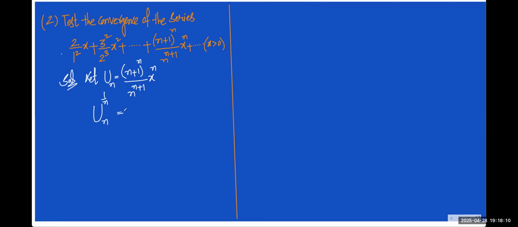So now, when applying the nth root, I want to apply the nth root to each and every term individually. Power n, here 1 by n, x power n, power 1 by n, divided by this one. You can break it into two parts and apply the root test, and n power 1 by n. Is this step comfortable for you? Just tell me.